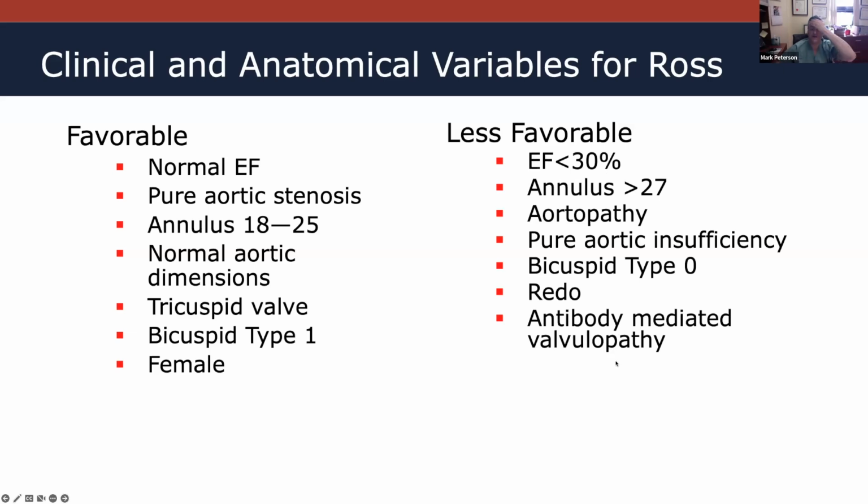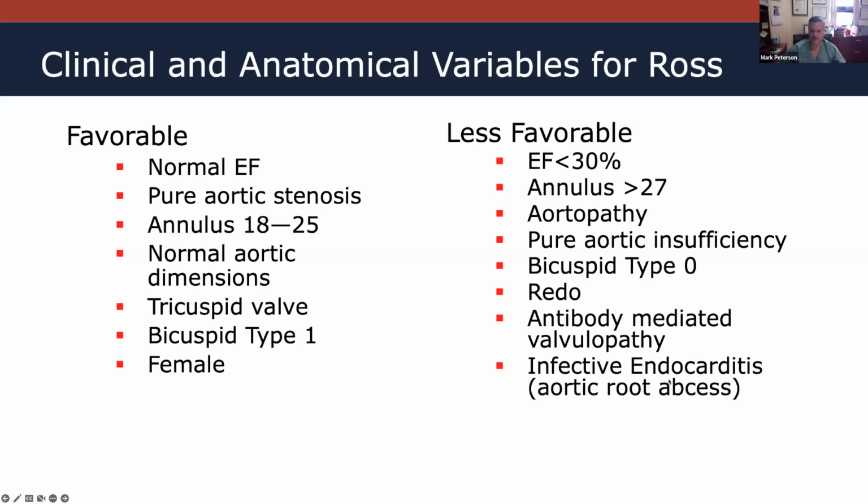Some type of antibody-mediated valvulopathy like lupus or patients with antiphospholipid syndrome. I have done the Ross in these patients. They tend to recur. They tend to destroy their valves again, so we sort of stay away from these patients now. And endocarditis is not a contraindication to the Ross. Even patients with isolated root abscesses that can be patched with pericardium can be offered the Ross, but patients with extensive annular destruction, circumferential root abscesses may not be ideal candidates for the Ross, particularly in surgeons' experiences that are relatively new.